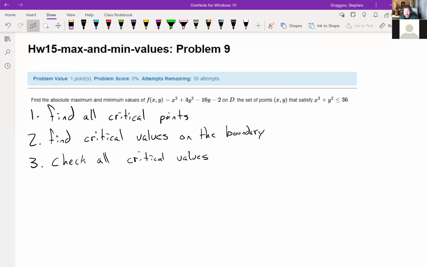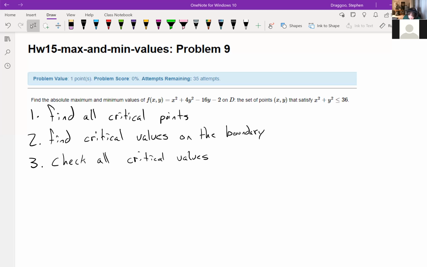And once we've done those two steps, then we can just plug them all in and see what happens. Our biggest number will be the maximum, our smallest number will be the minimum. But with all that out of the way, let's take a look at what we got. Our domain is going to be the circle, or the interior of the circle, x squared plus y squared equals 36. So that's a circle with a radius of 6, centered at the origin. So I just need to have my critical points be inside of that.